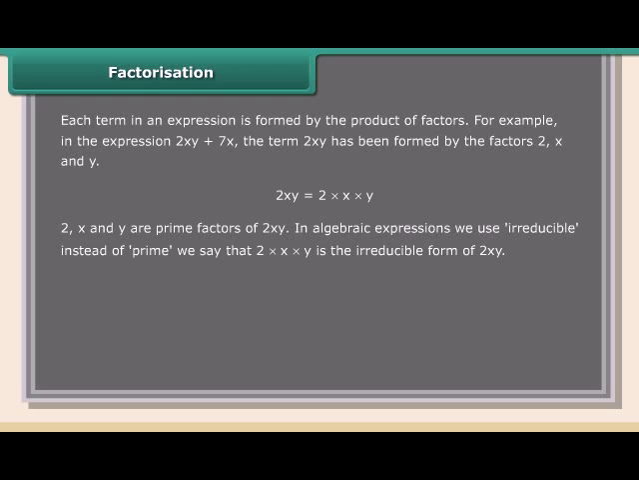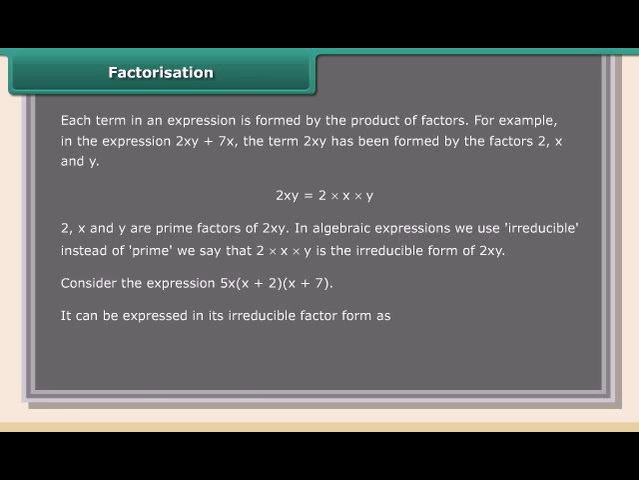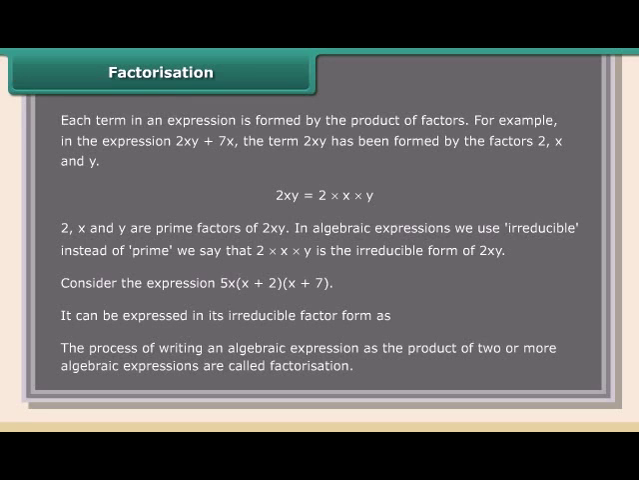In algebraic expressions, we use the word irreducible instead of prime. We say that 2 into x into y is the irreducible form of 2xy. Consider the expression 5x into x plus 2 into x plus 7. It is expressed in its irreducible factor form. The process of writing an algebraic expression as the product of two or more algebraic expressions is called factorization.